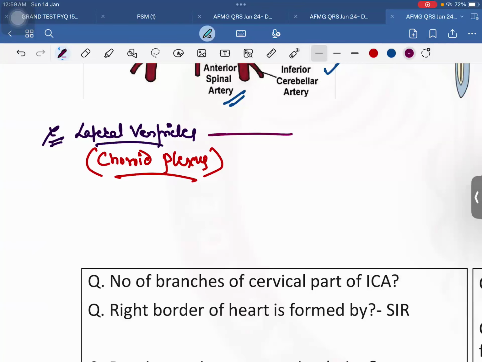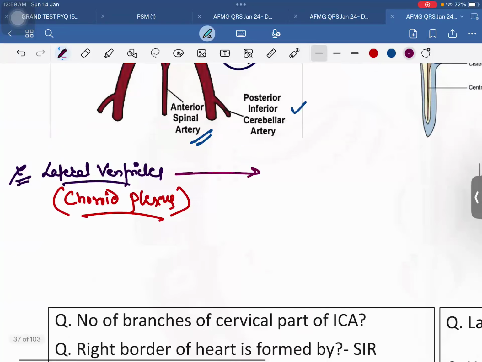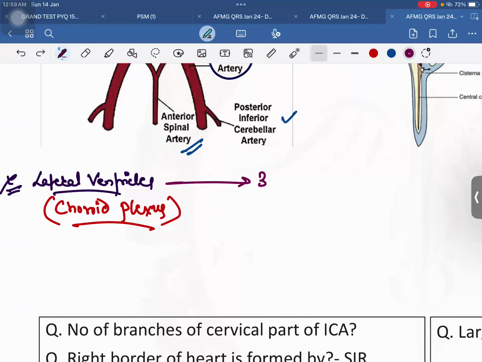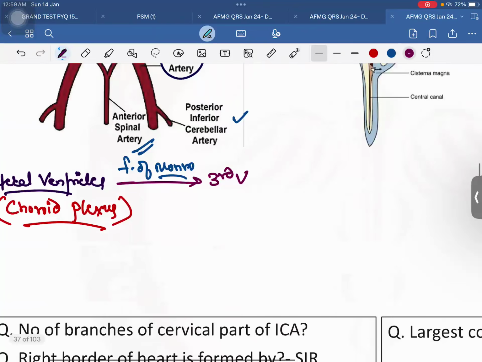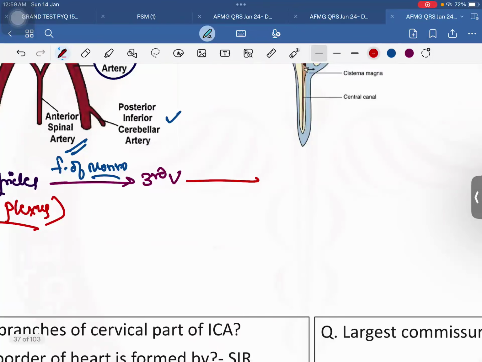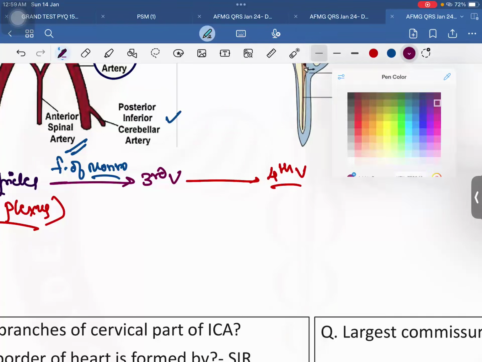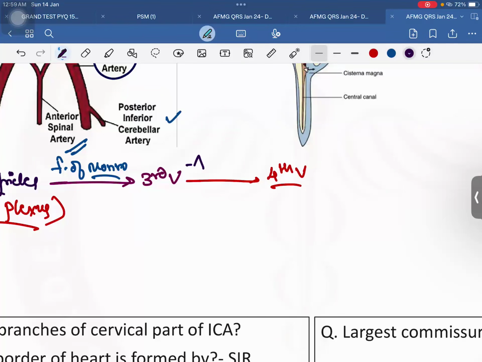Once it is formed in the lateral ventricles, it will travel into the third ventricle by the foramen of Monro. Please remember, it travels into the third ventricle by the foramen of Monro. From the third ventricle, it travels to the fourth ventricle via the aqueduct of Sylvius. Yes, it travels via the aqueduct of Sylvius.